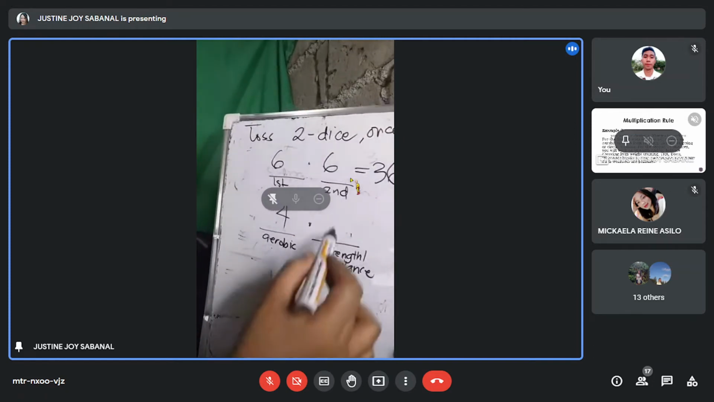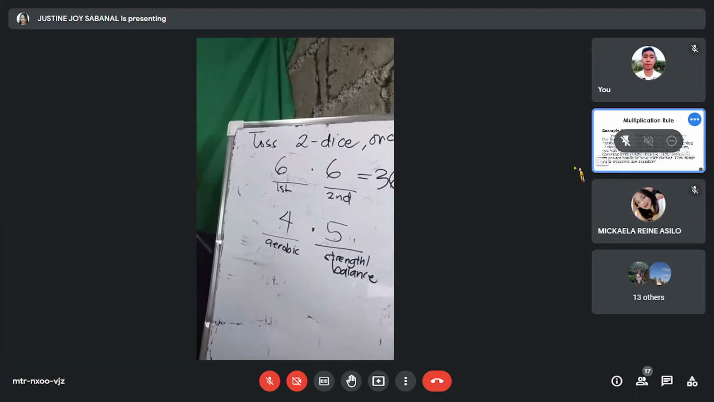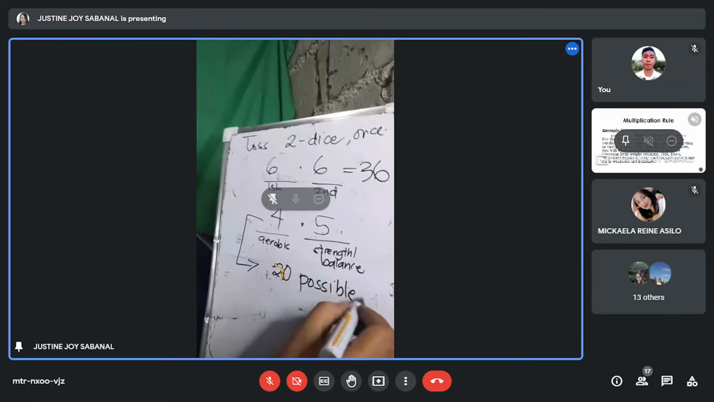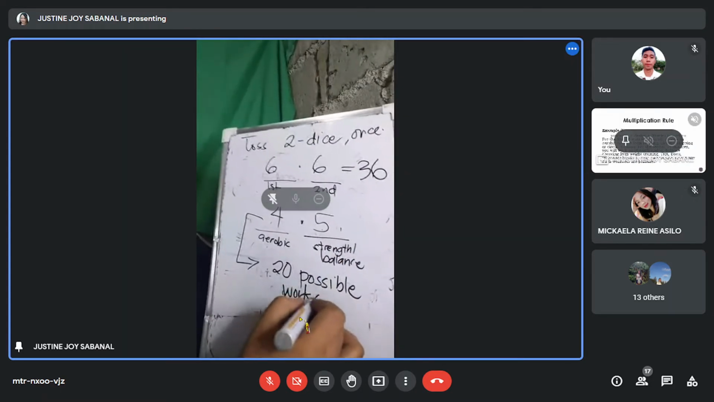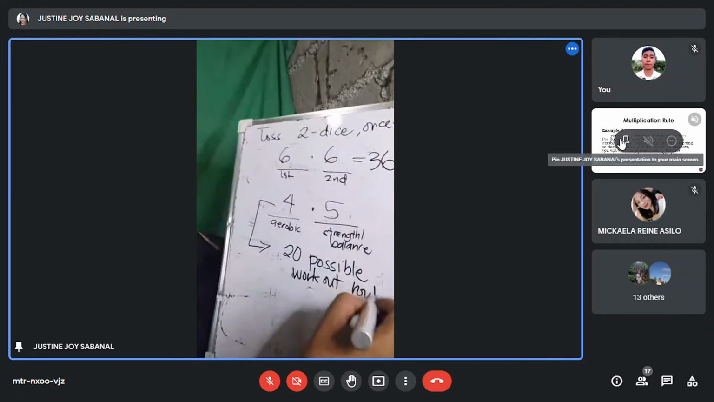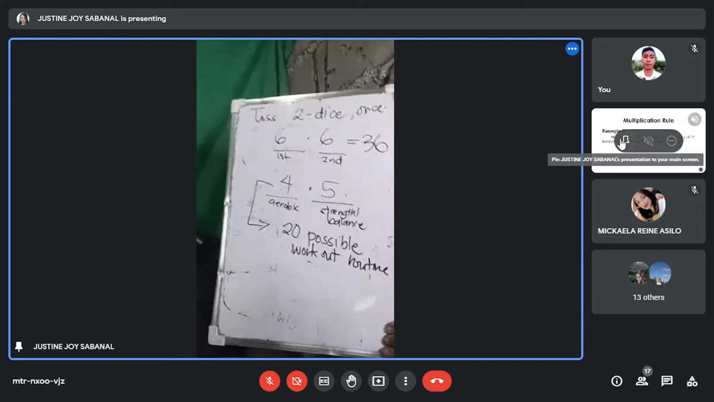So, anong value na? We have? 4 po. So, 4 ba? Weight training, TRX, BOSU, resistance bands, core routine. So, 5 na value. So, ang sagot natin dito is we have 20 possible workout routine. So, yun magiging basis. Ito naman.